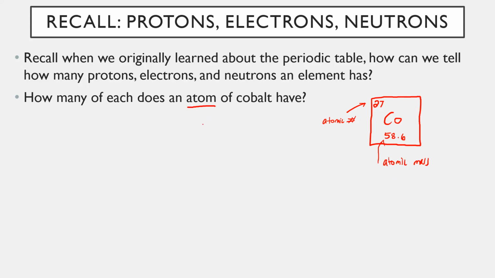Now, for atoms, just singular atoms, the number of protons is just equal to your atomic number. So for cobalt, the number of protons would just be 27.